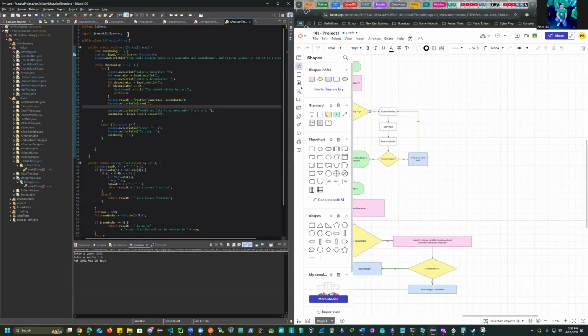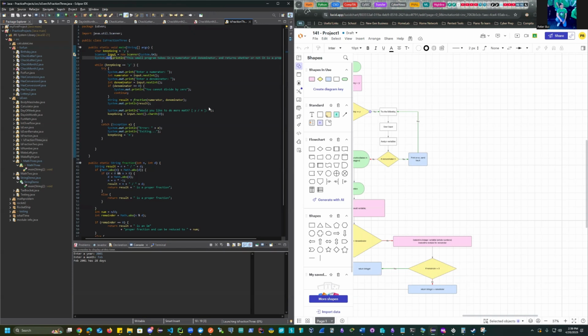So for my program, I first imported scanner, as you can see here, followed by our public class is fraction3, and then our main method. You can see we have a character keep going assigned to the value of y. This will ensure that our while loop continues going on as long as our value is equal to y.